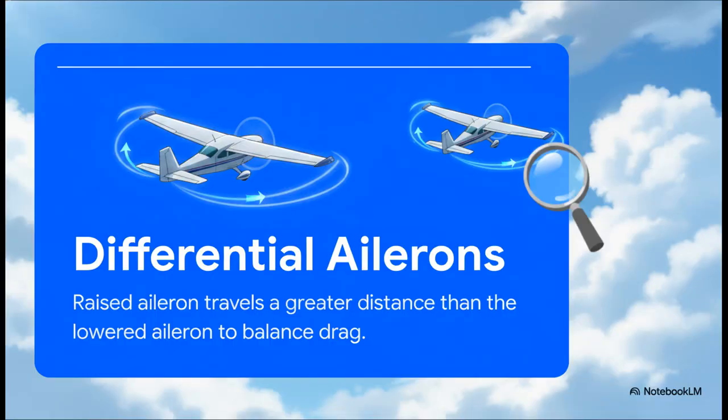First up, we've got differential ailerons. The concept here is incredibly clever, but honestly super simple. The mechanical linkage is designed so that when you turn the yoke, the aileron moving upward travels a way greater distance than the one moving downward. So the up aileron simply travels further, projecting right in the airflow to produce a massive increase in parasite drag on the descending wing. This extra drag totally balances out the induced drag over on the lifting wing, virtually wiping out that yawing tendency.